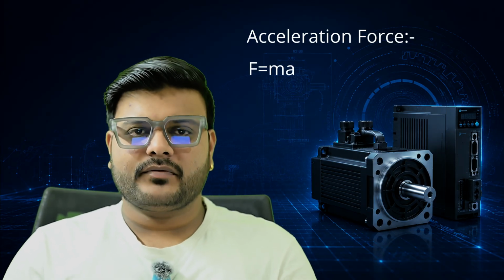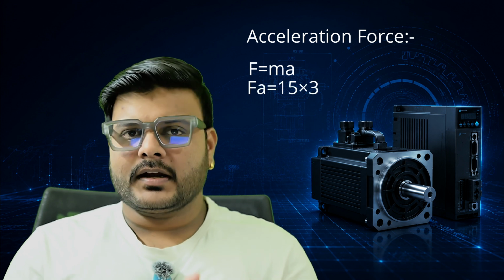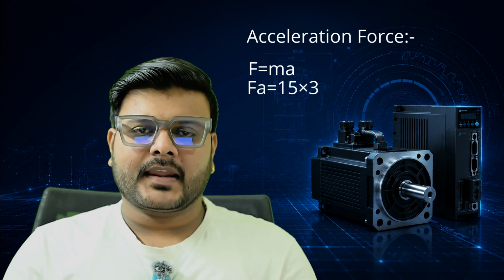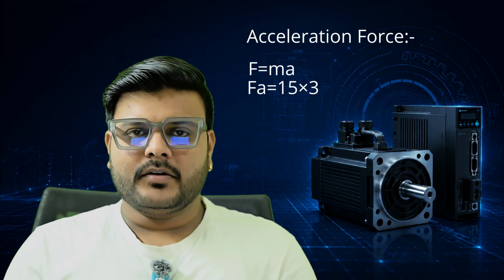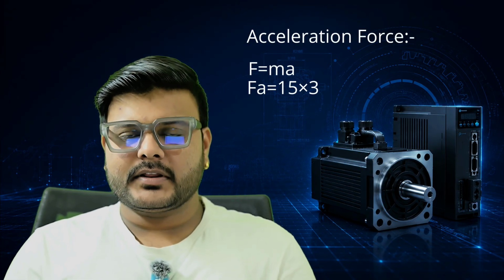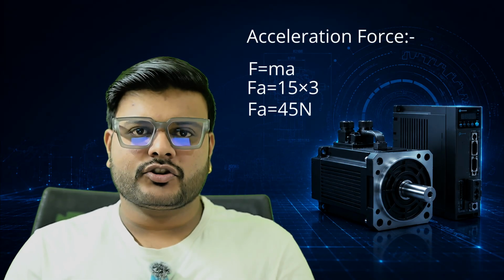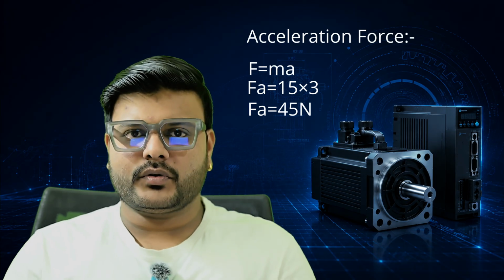Now calculate acceleration force, and we know Newton's second law, F is equal to ma. Put the values in the formula where m is 15 kg and acceleration is 3 meter per second squared. So we get F is equal to 15 multiplied by 3. So we get acceleration force 45 Newton. It means during the acceleration the servo motor must generate an additional 45 Newtons just to increase the speed of the moving mass.